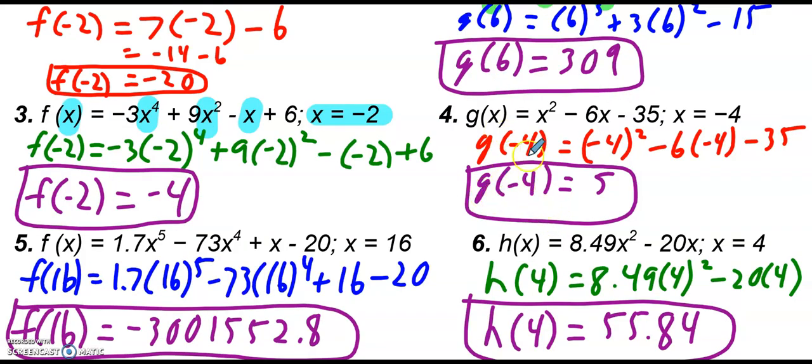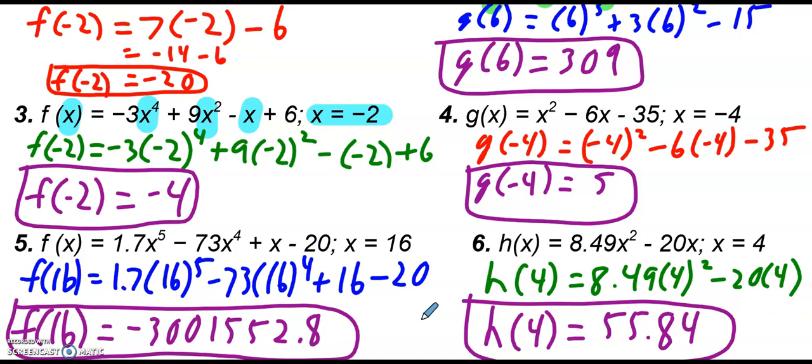Okay, so hopefully for number 4, you got g of negative 4 is 5. For number 5, you got f of 16 is negative 3,001,552.8. And for number 6, h of 4 is 55.84. If you didn't get one of those answers, then again, double check your parentheses, double check that you type things into the calculator correctly, because that's one of the biggest challenges here, is just making sure you enter it in the calculator correctly.